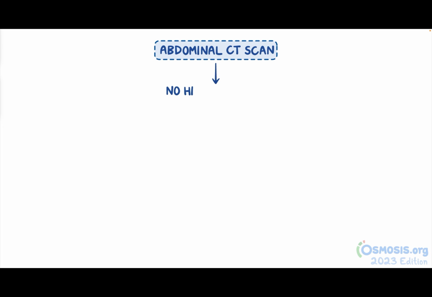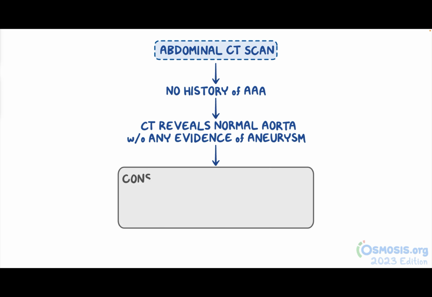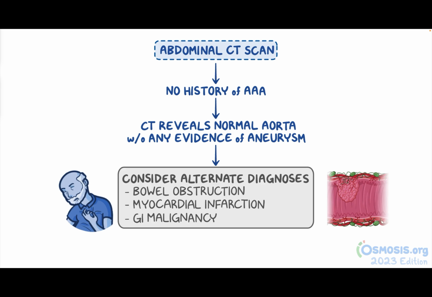Finally, if the patient has no history of AAA and the CT reveals a normal aorta without any evidence of aneurysm, consider alternative diagnoses like bowel obstruction, myocardial infarction, or gastrointestinal malignancy.